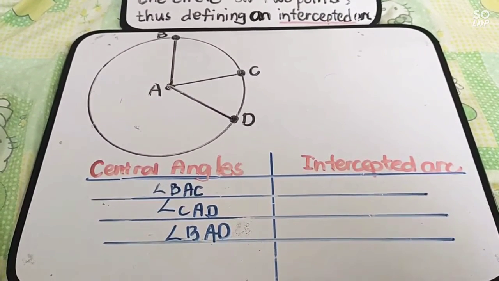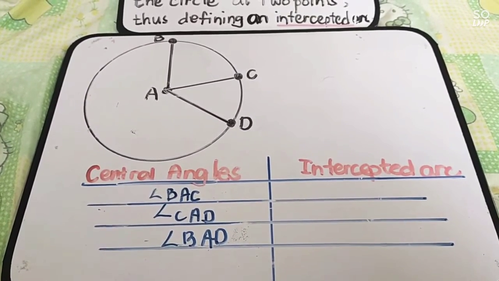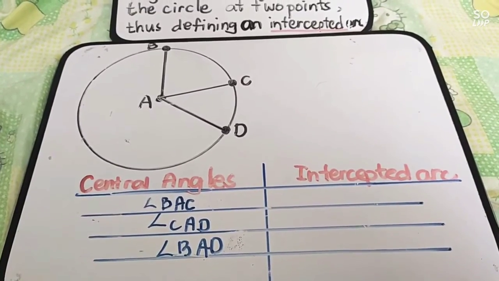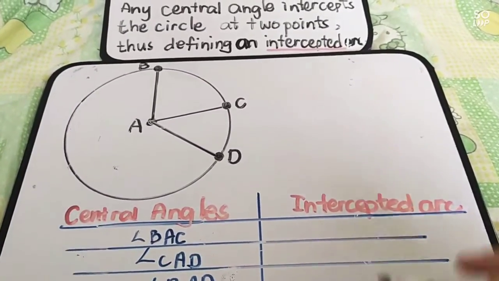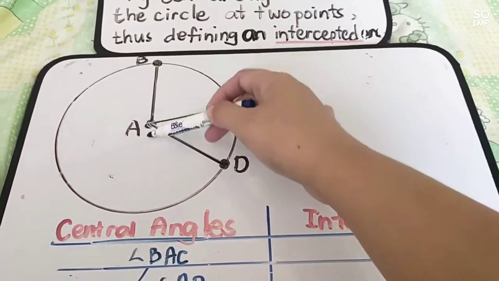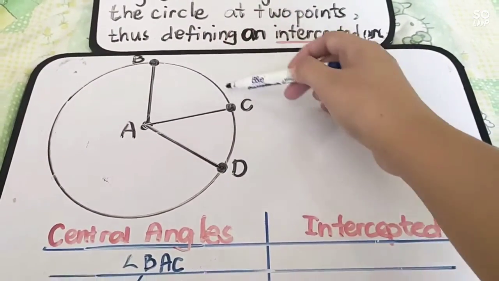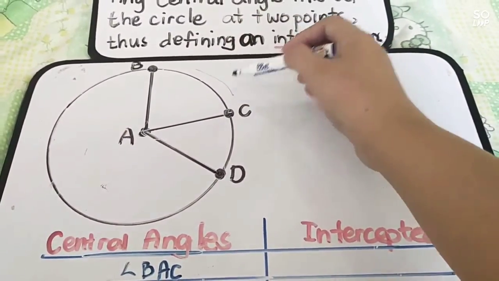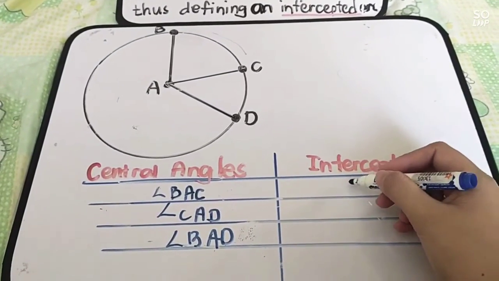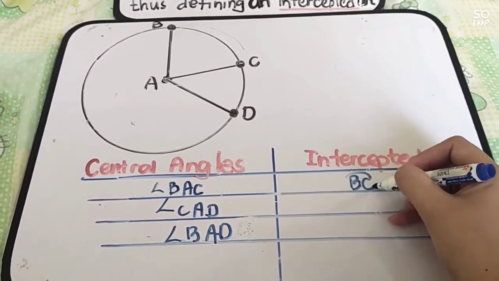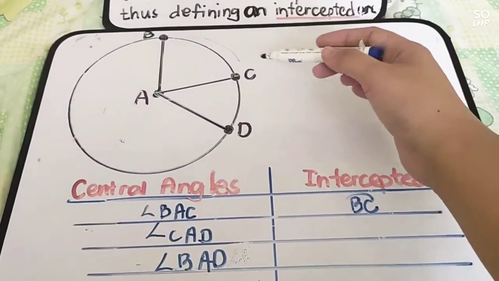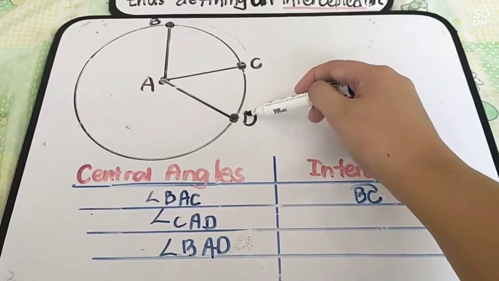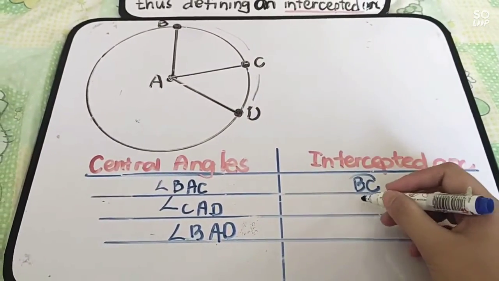Now, let's name the intercepted arc. The intercepted arc is the arc formed by the central angles. If this is angle BAC, then this is the arc formed by angle BAC. So, what arc is it? We have arc BC. Next, we have angle CAD. The arc formed by CAD is this arc. So, we have arc CD.